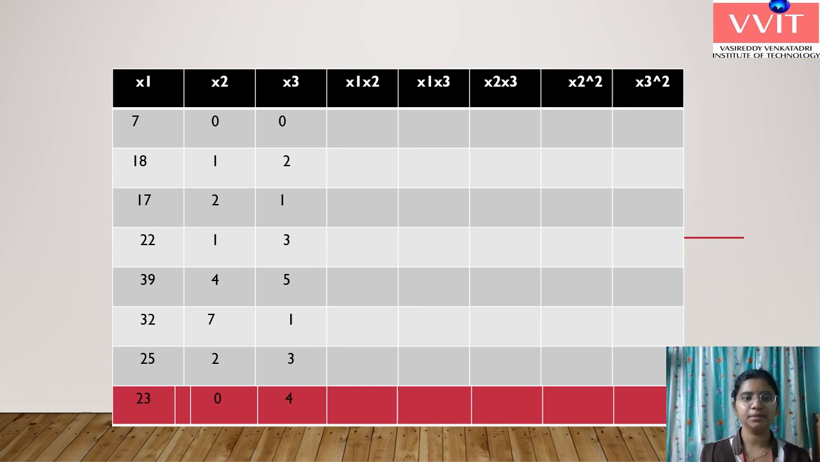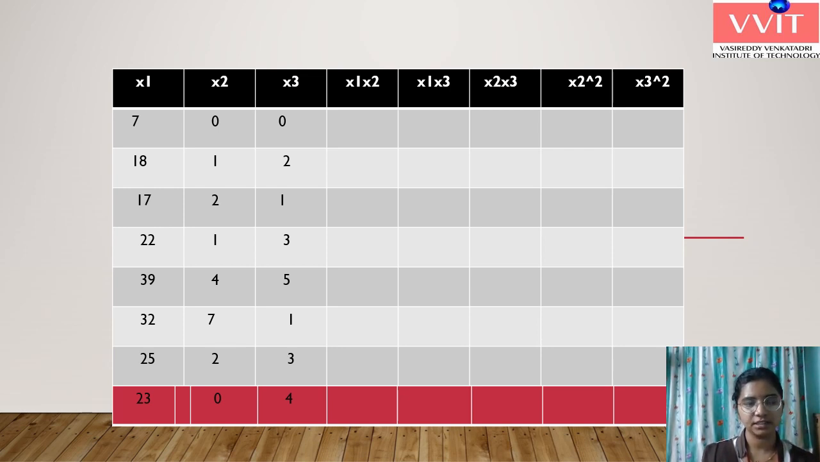Let's take an example to get a clear view of multiple regression analysis. Here x1 x2, x1 x3, x2 x3, x2 square, x3 square are all used in the normal equations. By substituting these values in the normal equations and solving them, we'll get the constant values of a, b, c.